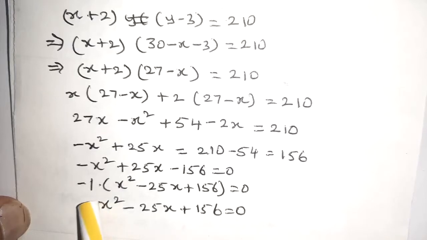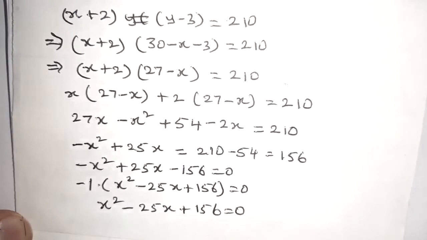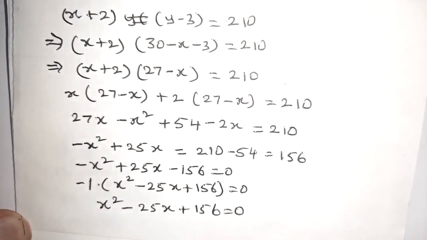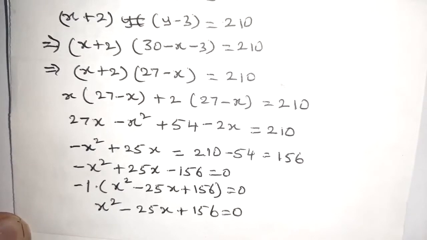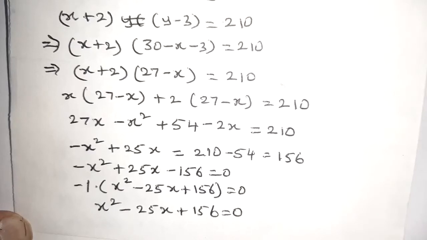Here, the product of minus 1 and this quadratic expression is equal to 0. Minus 1 cannot be 0. Therefore, this x square minus 25x plus 156 must be equal to 0. Now, we can solve this quadratic equation by any of the known methods, factorization method or quadratic formula method or completing the square method.